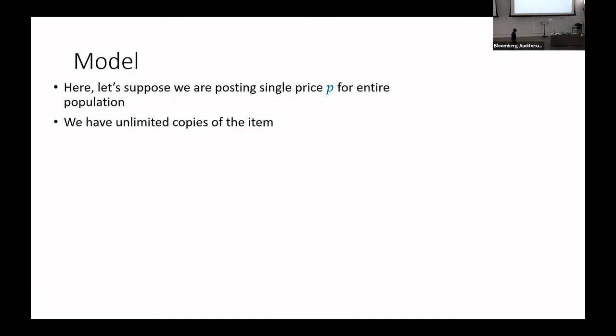Okay, and just to make that clear, one consequence of unlimited copies of the item is that decisions are not coupled across people, right? Each person that comes in, I can just think about maximizing revenue from that single person, and I don't have to think about, okay, but if I sell to this person, what does that mean for the person that comes tomorrow? And so this boils down to single person, single item maximization of revenue.